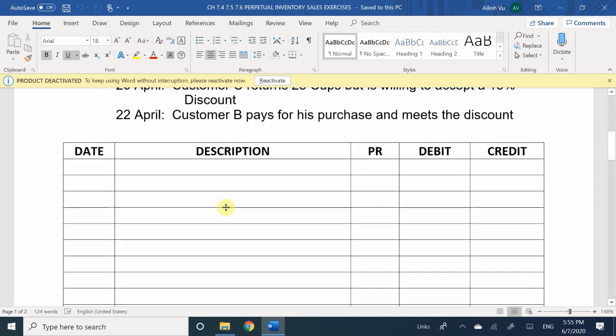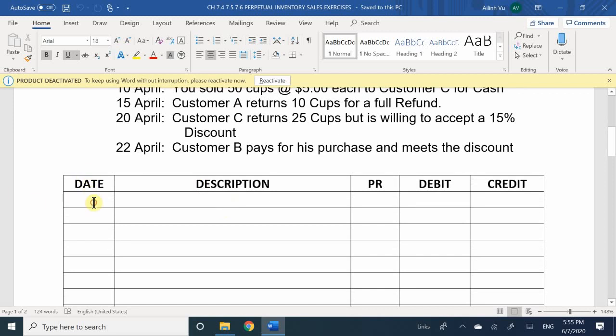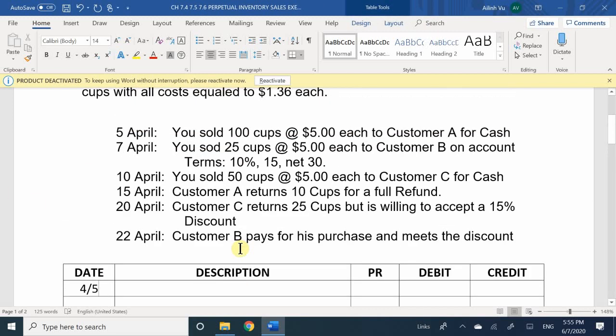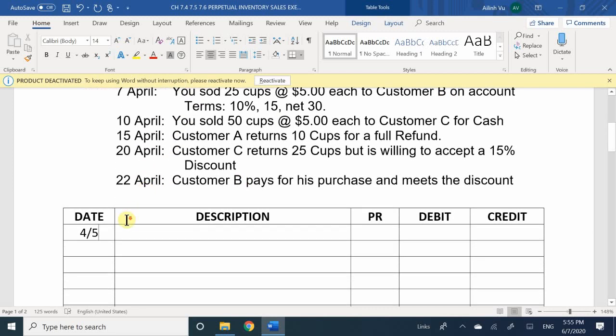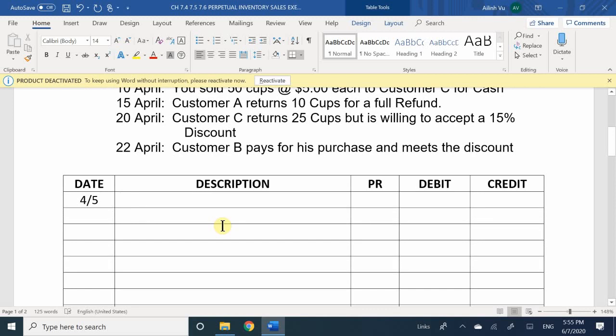All right. So the first thing that we're going to recognize is what is the transaction at hand? What did we do? We sold cups for cash. So the first thing that we're going to recognize is cash, because we are going to be receiving that from customer A. We also need to recognize our sales, and we also got to recognize our sales tax on that.